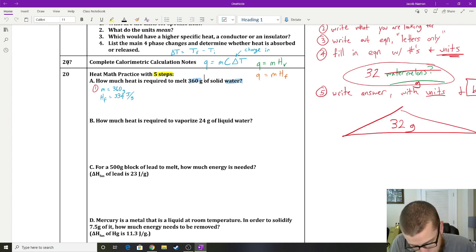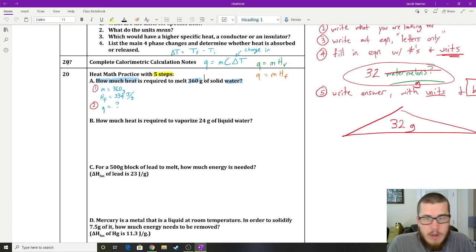So step number 2 is write what you're looking for. Well, what am I looking for? It says right here, how much heat? And that's always going to be represented with a Q. I know you guys are annoyed because you're like, wouldn't they just make it H for heat? It's because Q, I think, really stands for quantity of heat. So how much heat is quantity of heat. So we know we're looking for Q equals, and then I always recommend you write Q equals question mark.